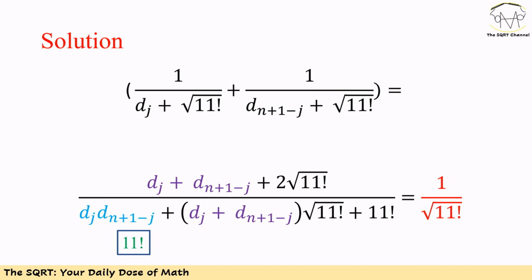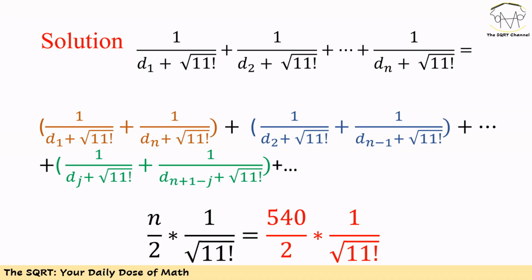From here, everything is very straightforward. Remember, we wrote the original equation as a sum of pairs, and for each pair we found the answer is 1 over SQRT of 11 factorial. If you count the number of pairs, you will end up with n over 2 pairs, each one being 1 over SQRT of 11 factorial. So the answer is 540 over 2 times 1 over SQRT of 11 factorial. And that's our answer.